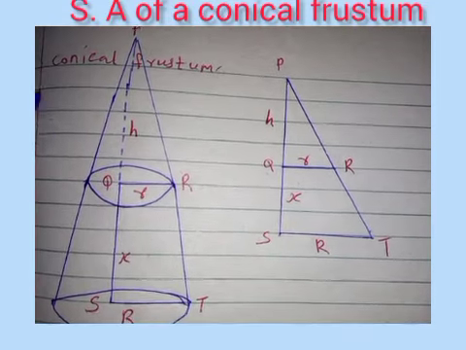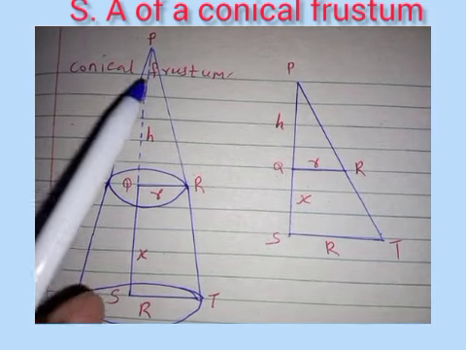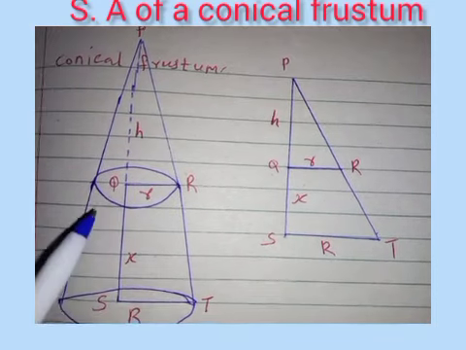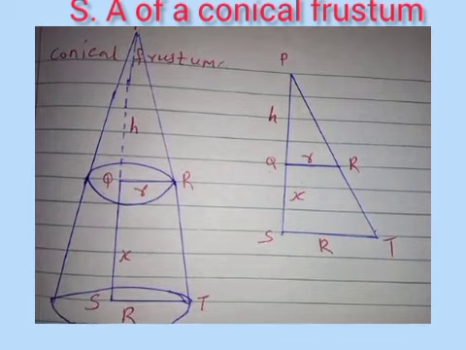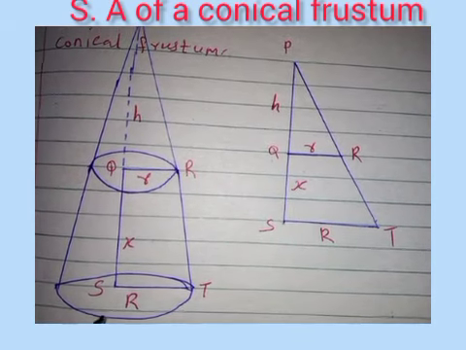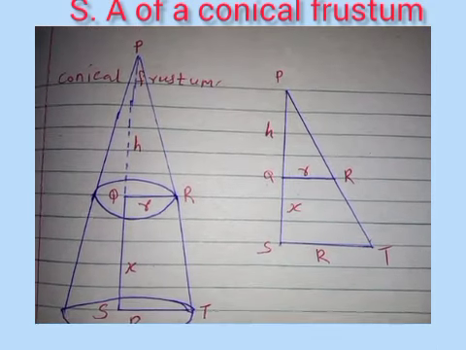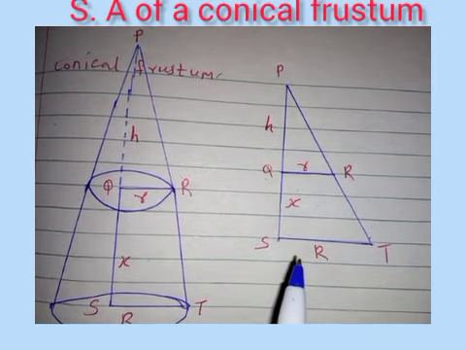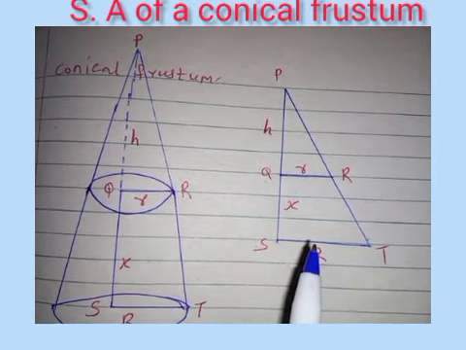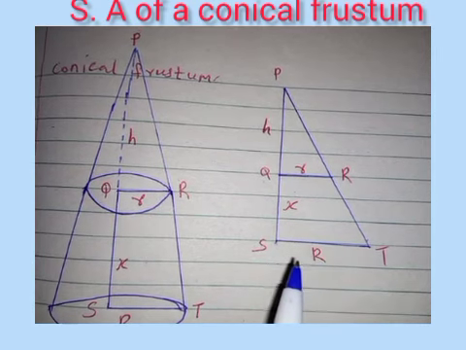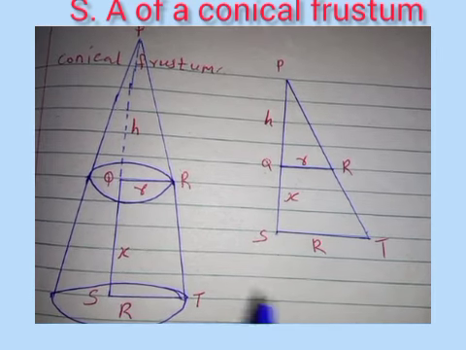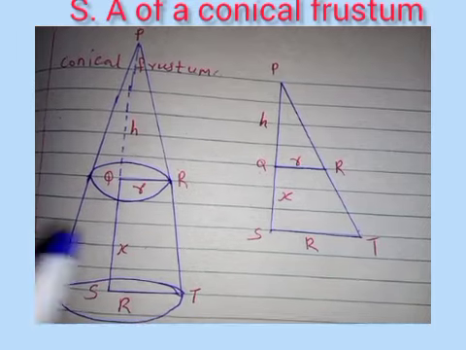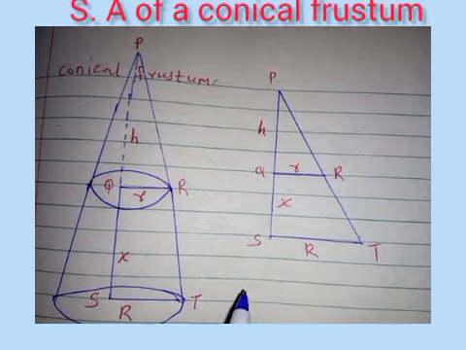Welcome to this study, whereby we are considering a conical frustum, in which the top is closed and the bottom is also closed. So we are going to use similarities here to show how the surface area of the frustum can be calculated. Now here we have two triangles.